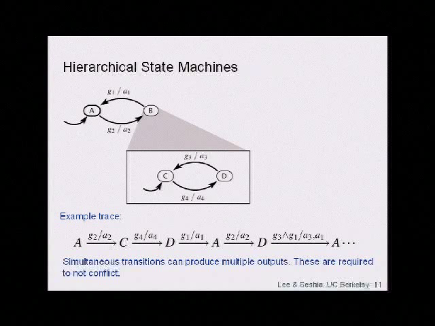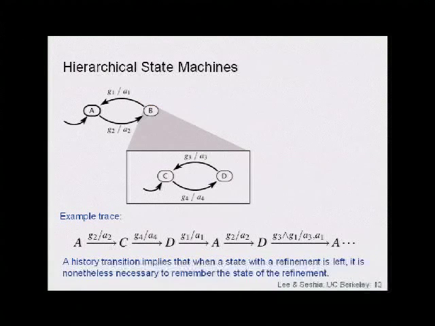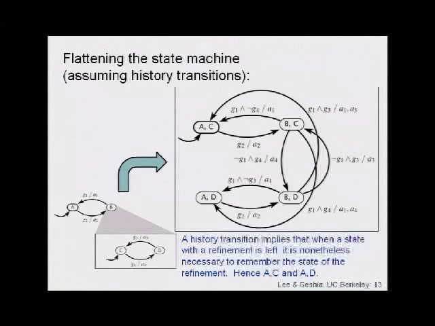Why can't you just model that as a sequential thing instead of simultaneous? Yeah, so it's a good question. So the question is, why can't you just model it as D going to C, C going to A, right? Because that's really what's going on here. If you flatten the state machine, that's what you would get.